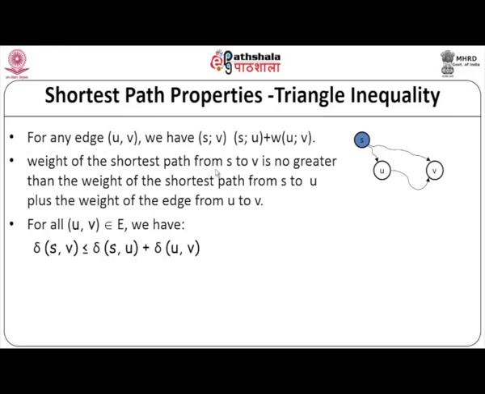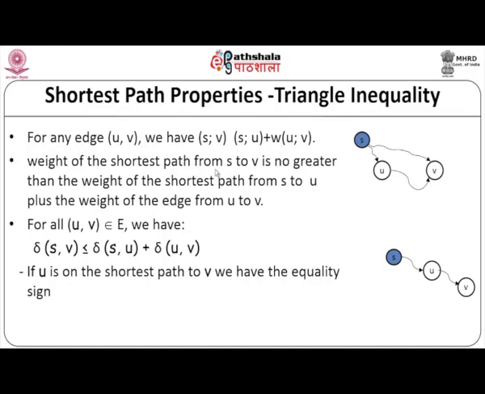The next shortest path property is what is called the triangle inequality. If you have an edge uv, the weight of the shortest path from s to v is no greater than the weight of the shortest path from s to u plus the weight of the edge from u to v. For all uv belonging to the edge set, we have delta(s,v) is less than or equal to delta(s,u) plus w(u,v). This is the triangle inequality. If u is on the shortest path, we have the equality sign.